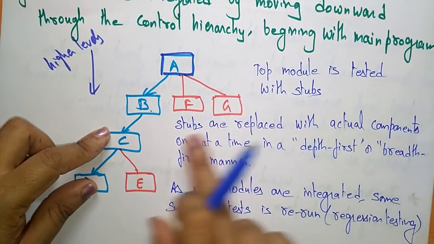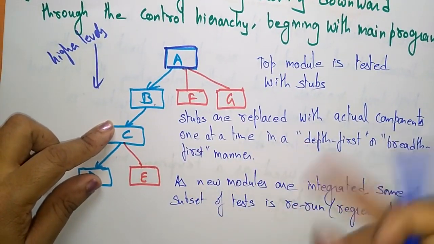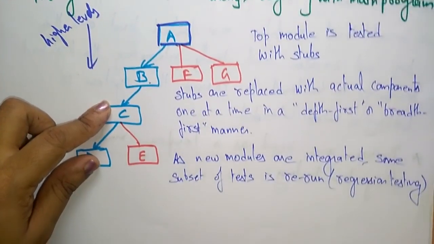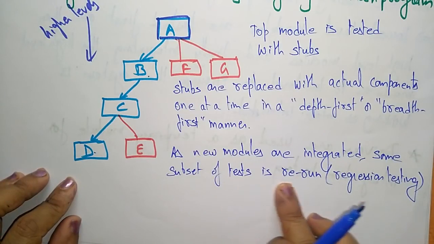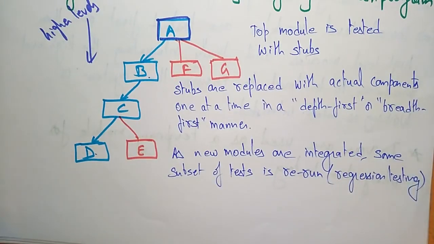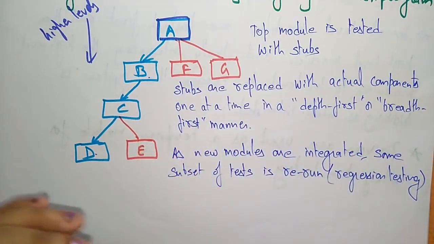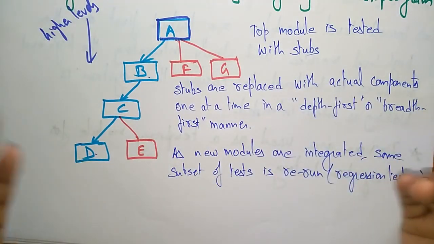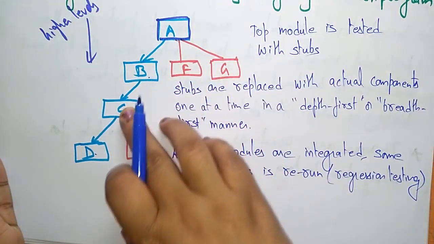Okay, so the stubs are replaced with actual components one at a time by using depth first search or breadth first search manner. As new modules are integrated, some subset of tests is rerun. That will be covered in regression testing. It is one of the regression testing methodologies. So this is what exactly the testing will be done. This is following the top down approach. From top you are checking everything.